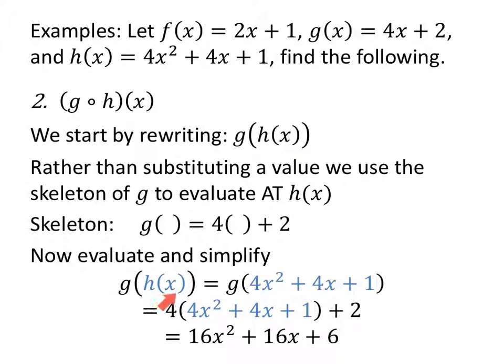So instead of calling it g of h of x, which is kind of confusing, I'm going to replace h of x with what I know it to be. I know h of x is 4x squared plus 4x plus 1. So I'm looking for g evaluated at 4x squared plus 4x plus 1. Here's my skeleton. So in the parentheses, I'm going to put 4x squared plus 4x plus 1. Distribute my 4. 4 times 1 is 4, plus 2 gives me my 6 at the end. Rewriting the function with its rule and using the skeleton form is going to help keep the composition straight as to where you're going.